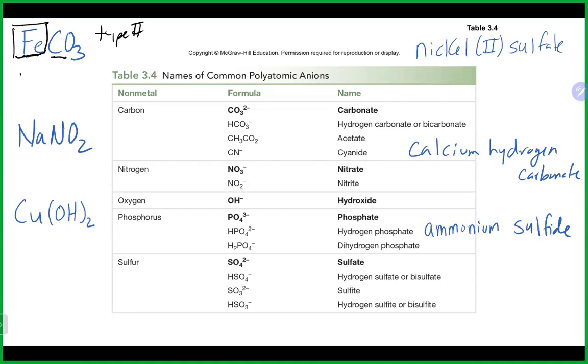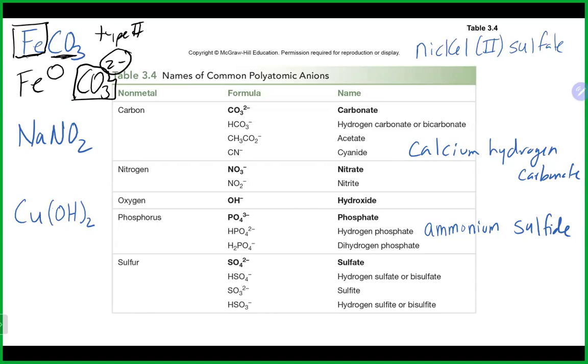I do know from the formula here that I got just one of those irons hanging out. From here, we got our polyatomic ion, that is carbonate, which is CO3 2-. Once again, the entire thing here for carbonate is -2.